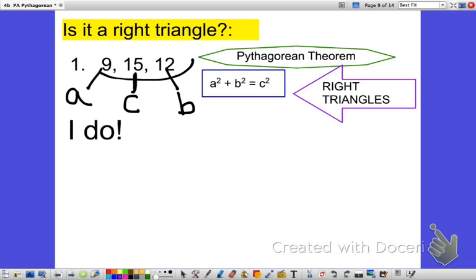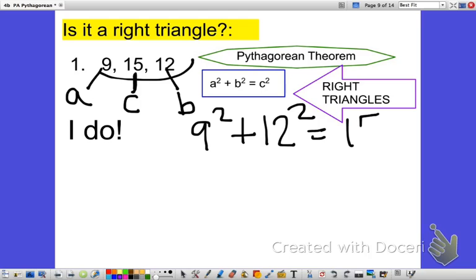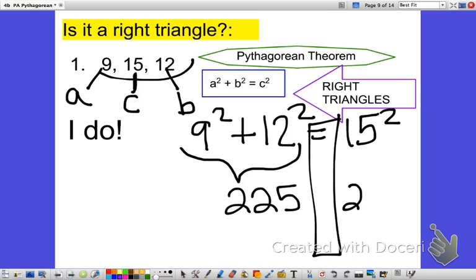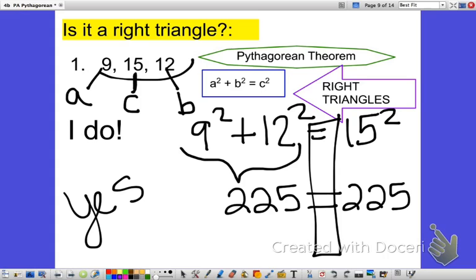So now I'm going to substitute them into the Pythagorean theorem to get 9 squared plus 12 squared equals 15 squared. I'm also going to type into the calculator all at the same time the 9 squared plus 12 squared, and that equals 225. 15 squared also equals 225. So these are equal, so it fits the Pythagorean theorem, and yes, it is a right triangle.